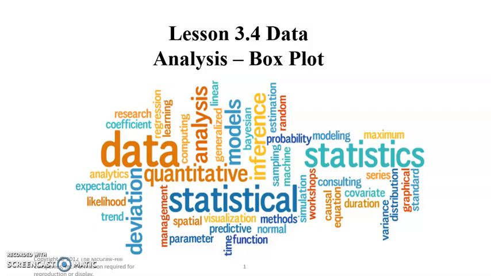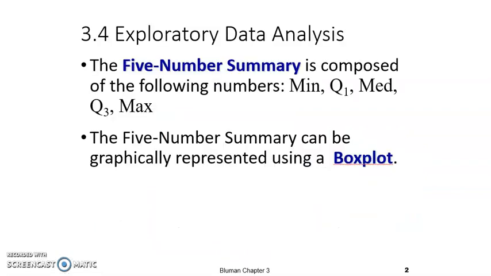In this recording, we're going to look at Lesson 3-4, Data Analysis with a Box Plot. To do this, we need the 5-number summary, which is composed of the minimum, quartile 1, median, quartile 3, and maximum. Now recall, that is the last 5 values. Whenever you put a list of data into your calculator, and you calculate one variable stat on that list, those are the last 5 values that show up.